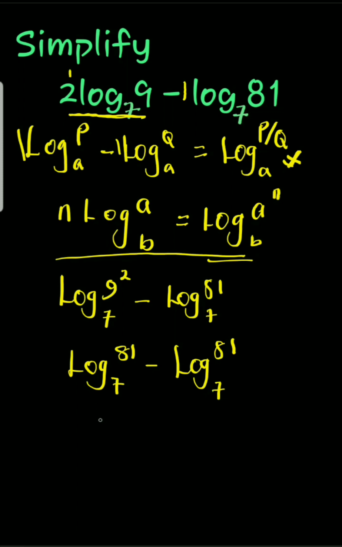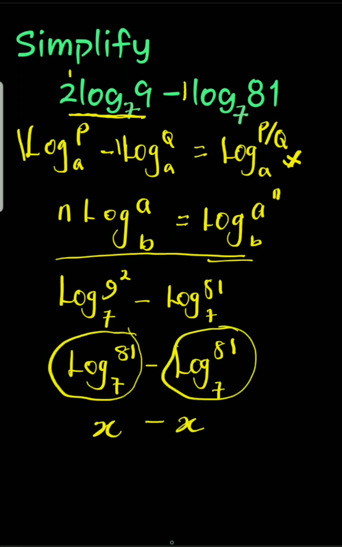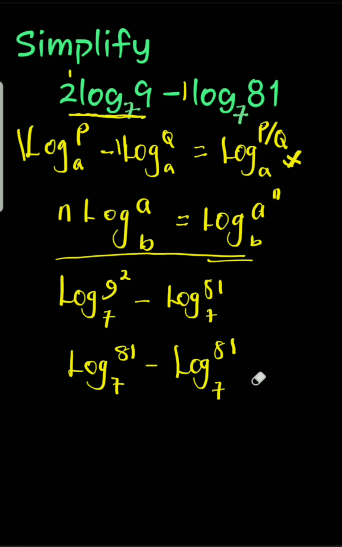This is as good as you saying x minus x. Log 81 base 7 minus log 81 base 7, that's 0. Because all that you have here is the same as all that you have here. And so when you subtract, you get 0. So if you also apply the law, you're also going to get the same thing. And so let's apply the law.